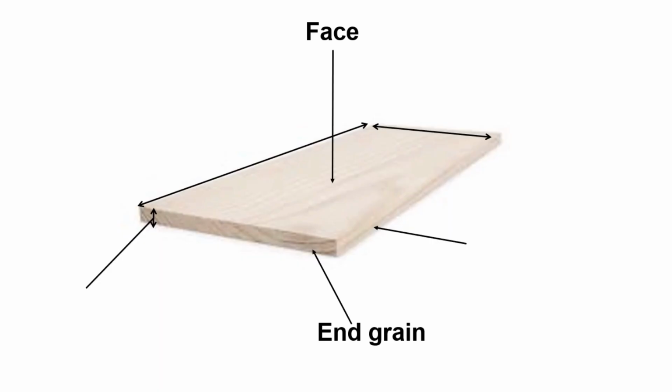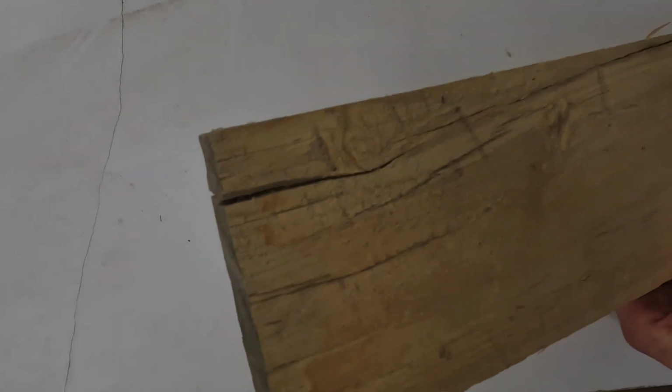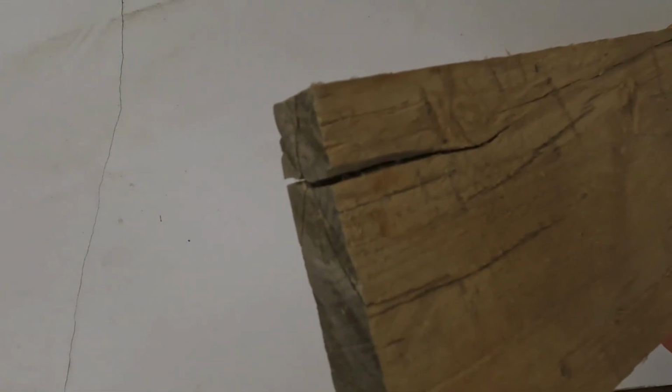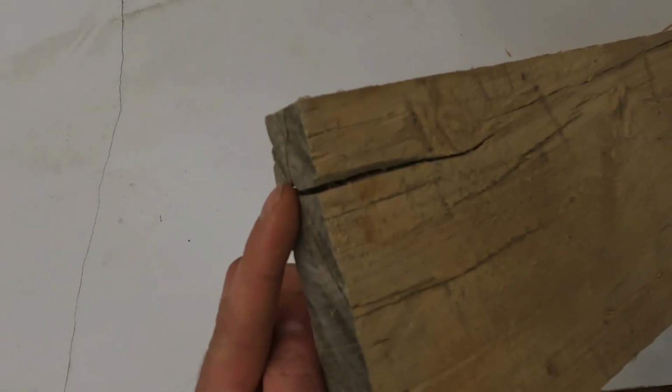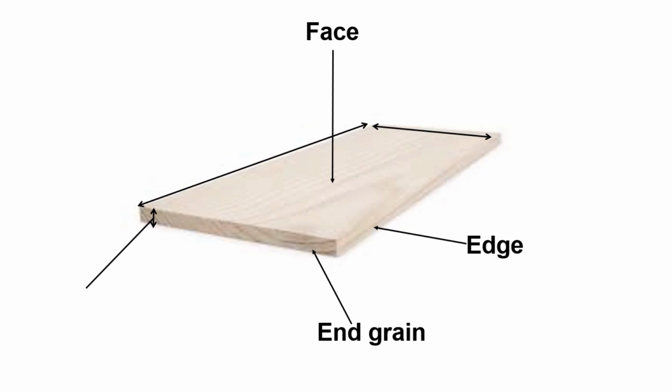And no, I don't mean that kind of crack. I mean like cracking or checking, which happens because of that seasonal expansion and contraction. Next, we have the edge of the board. And of course, every board has 2 edges.